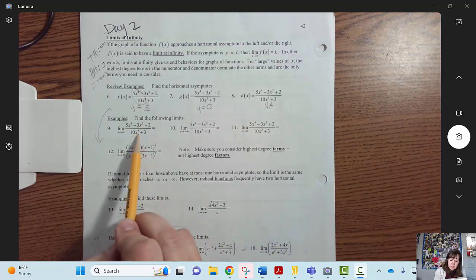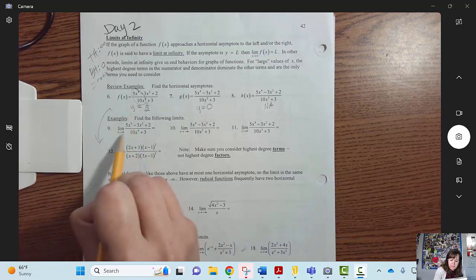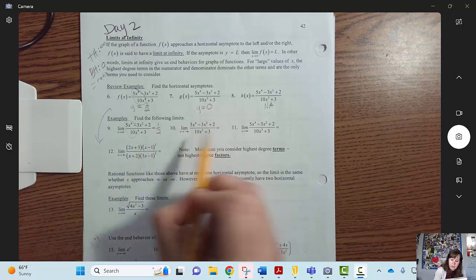Well, those really are limit statements. That's what we're really doing. So if you look at 9, it matches up to 6. So as x approaches infinity, we get that 1/2.